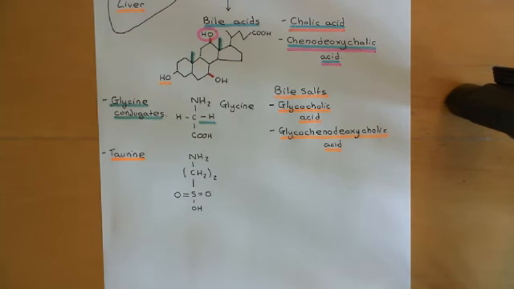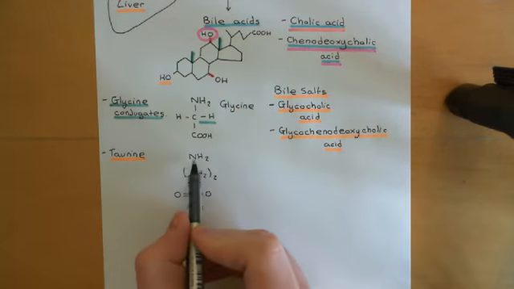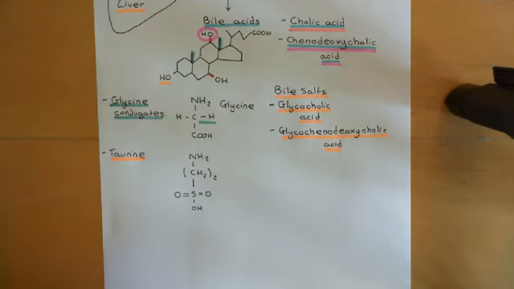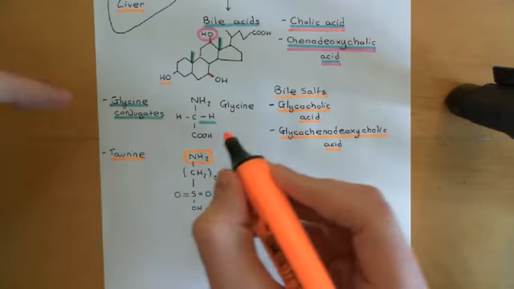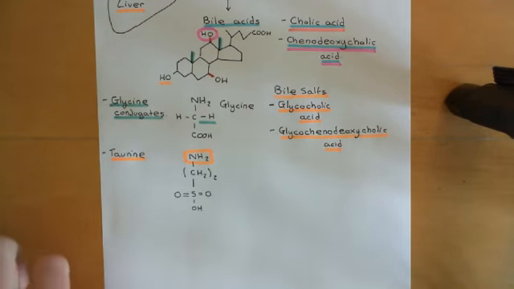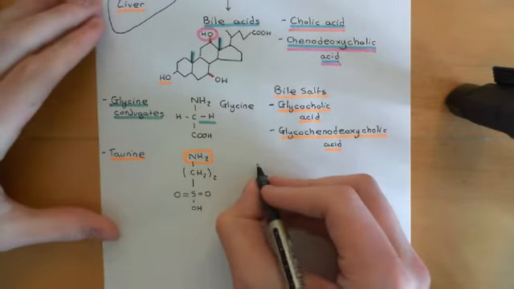Okay, and again you can link taurine onto the cholic acid and the chenodeoxycholic acid via amide links with this amino group. So it's always this amino group that we're using. So you can attach this amino group onto cholic acid or chenodeoxycholic acid via an amide link and then create some new bile salts.